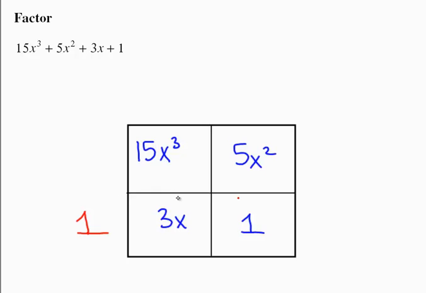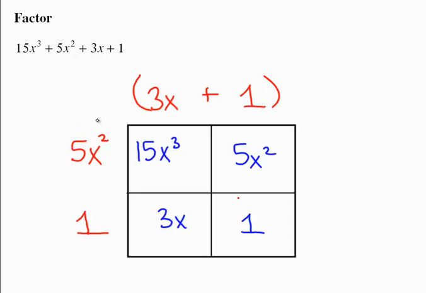So for example, 1 times something gave me 3x, so this term here has to be 3x. 1 times something else gave me 1 as an answer, so this has to be a 1. And then 1 times something gave me 5x squared, so this has to be 5x squared. And then I'm going to take a couple of seconds and just double check. When I multiply 5x squared by 3x, I do get 5x to the third. When I multiply 5x squared by 1, I do get 5x squared. When I multiply 1 by 3x, I get 3x, and 1 times 1 gives me 1. So I quickly double check that everything works out.